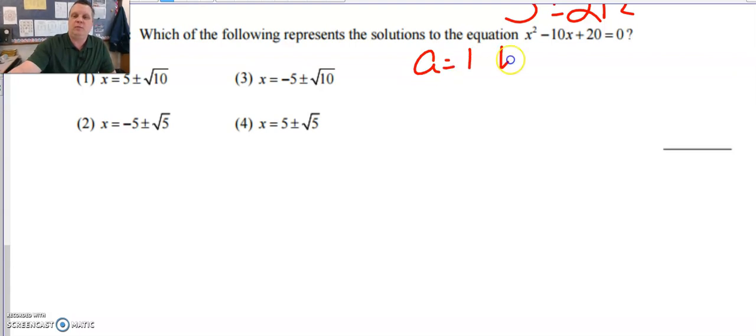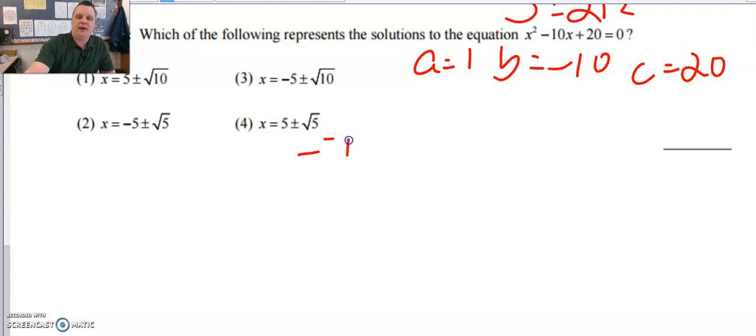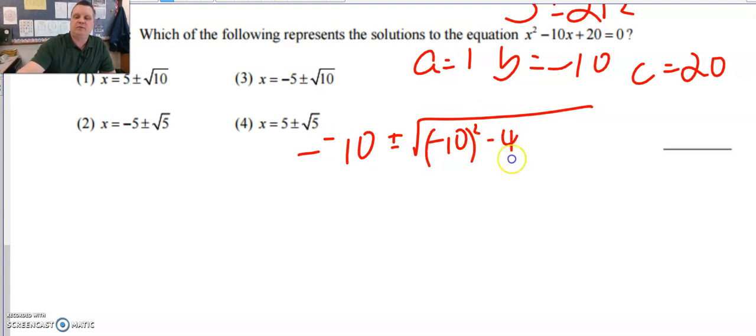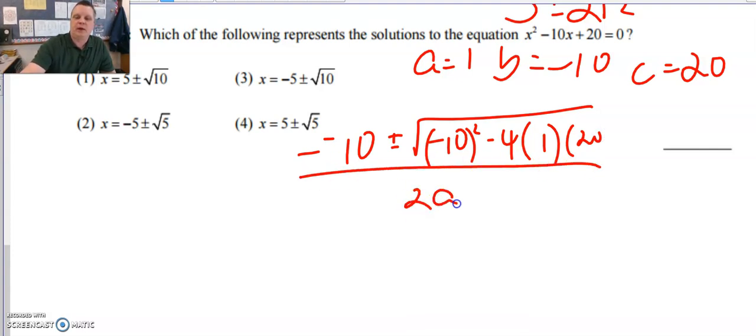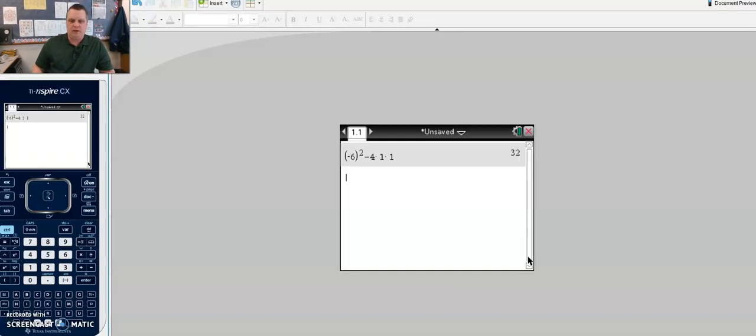Identify your a is 1, my b is negative 10, my c is 20. So I have negative 10 plus or minus the square root of negative 10 squared minus 4a over 2a. Oh, and a is 1. Okay? So when you plug it in your calculator, again, parenthesis, negative 10, get out of there, squared minus 4 times a times c. Okay? Enter, and you get 20.